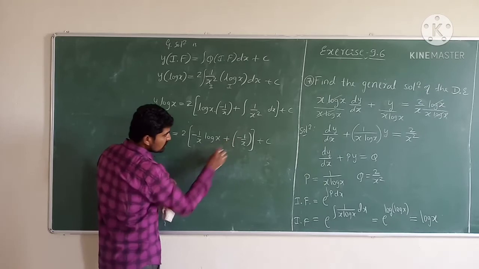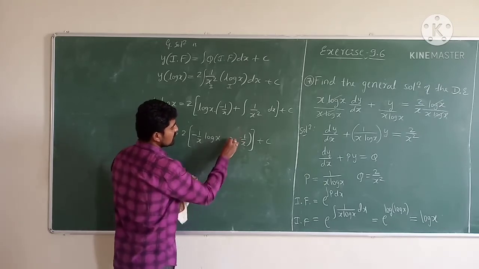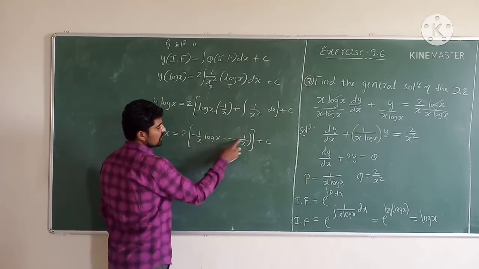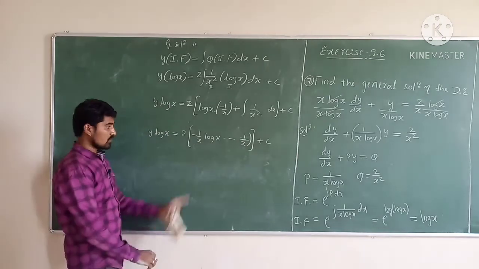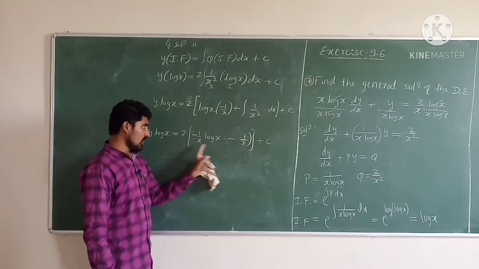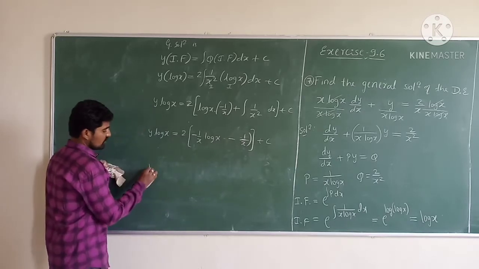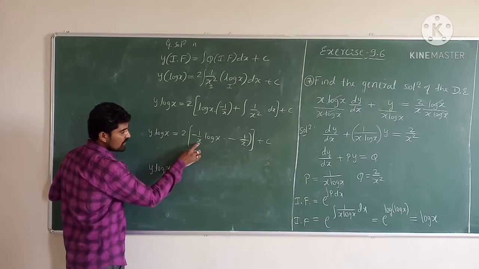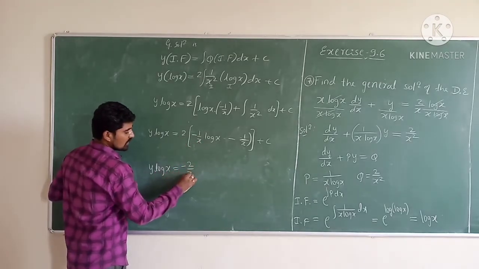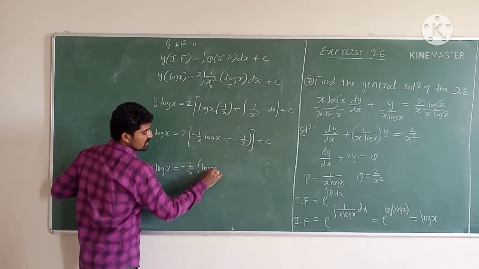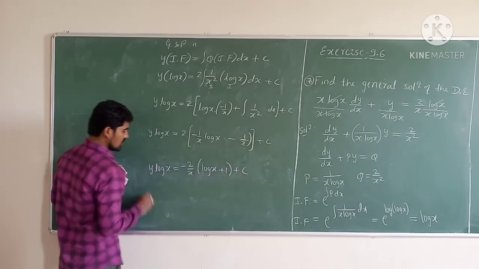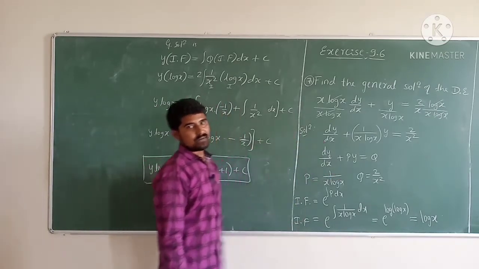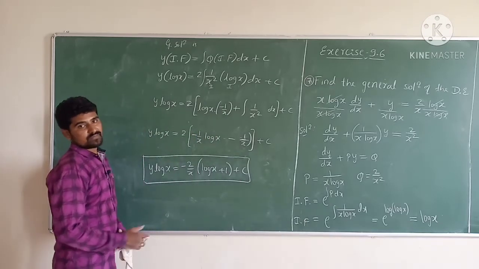Now plus into minus, minus. So y log x is equal to 2 into minus 1 by x log x minus 1 by x plus c. Now in between these two we may take minus 1 by x as common. So therefore y into log x is equal to minus 1 by x into 2 minus 2 by x, the remaining term is log x plus 1, plus integral constant, and this is the required general solution for the given differential equation. I hope all of you understood. If possible, take a note.